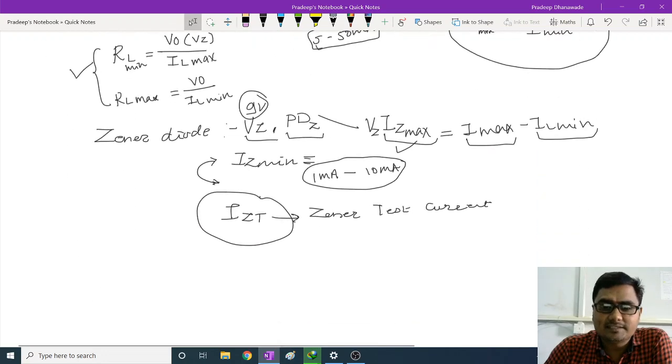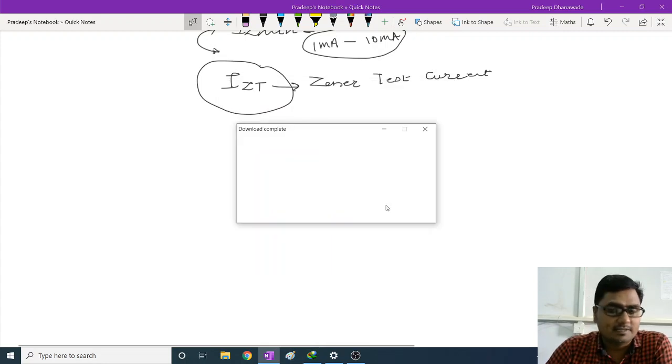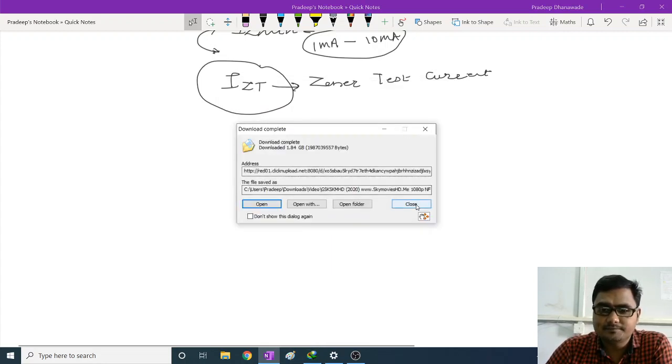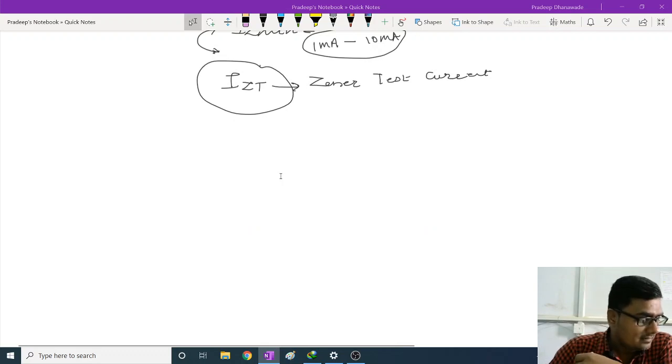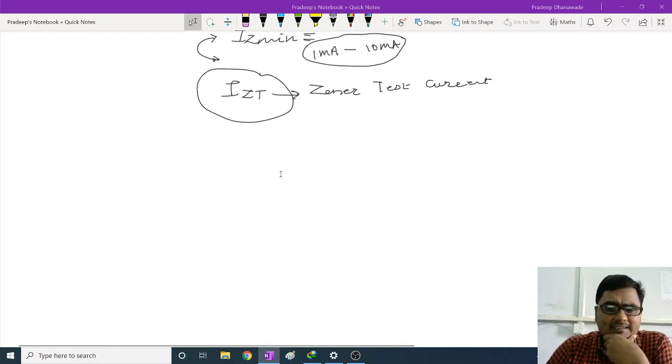Now let us start with the actual design. I already had a discussion about how to write equations for the Zener shunt regulator, so the design should not take a lot of time. So let us start immediately.